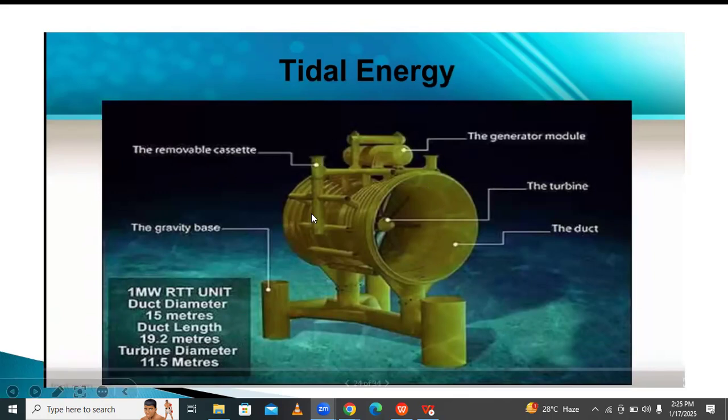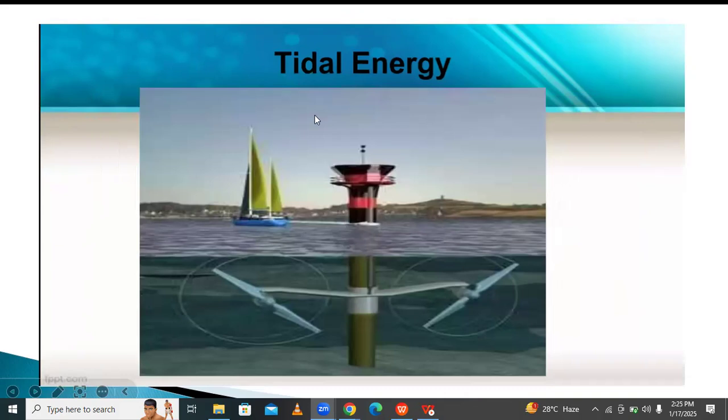These are the different types of tidal turbines. When the tide passes through, the tidal energy is converted into mechanical energy, and we can generate electricity by using a generator. The tidal energy rotates the turbine, and then we can generate electricity. There is a coupling between the turbine and the generator. This is one example of how to generate tidal energy.